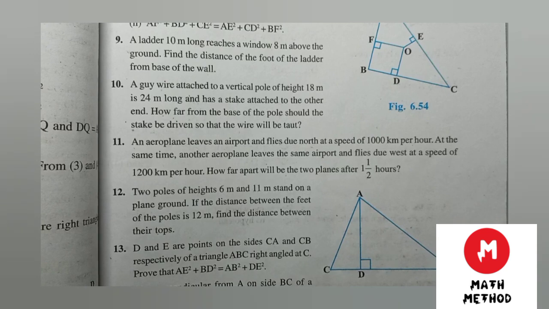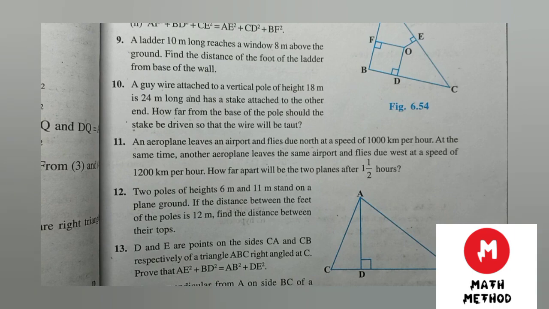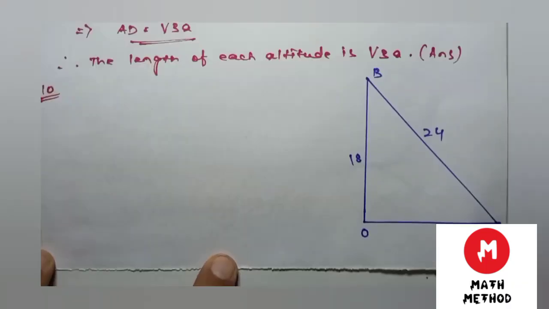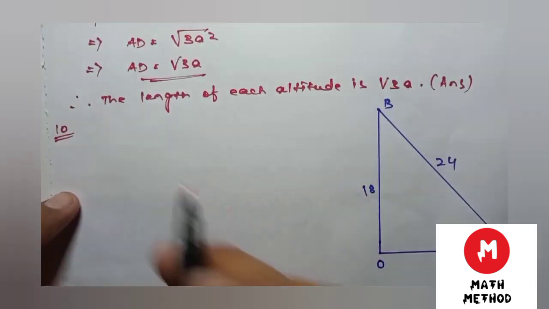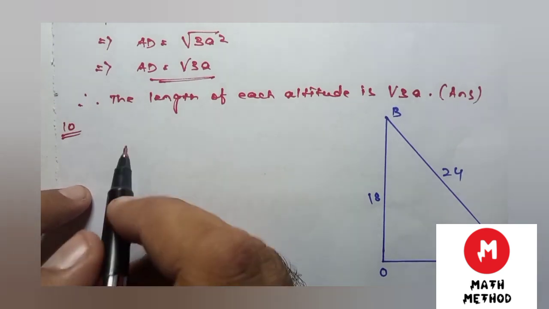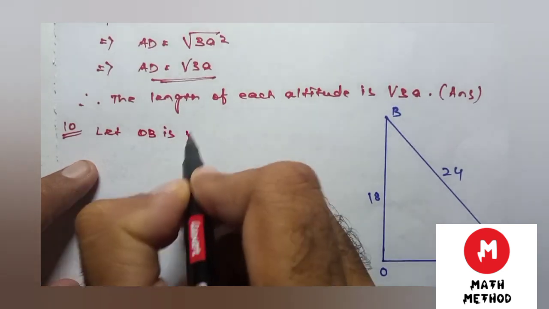Here question number 10. A guy wire attached to a vertical pole of height 18 meters is 24 meters long and has a stake attached to the other end. How far from the base of the pole should the stake be driven so that the wire will be taut? So we will find out the distance between the stake and the base of the vertical pole. Here is my figure BOA. So here OB is my vertical pole. So I will write like this. Here let OB be the vertical pole.